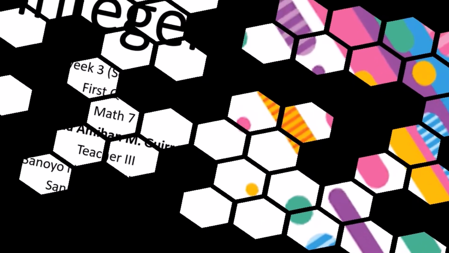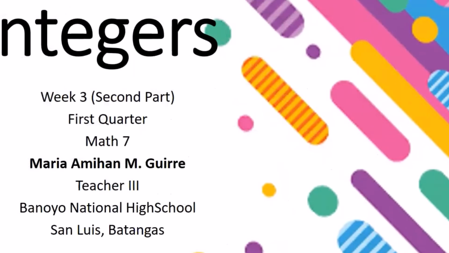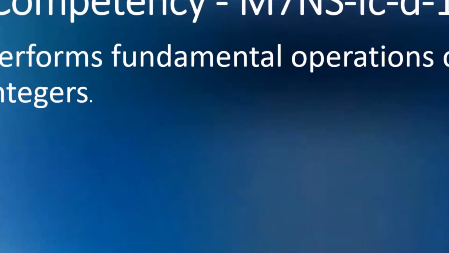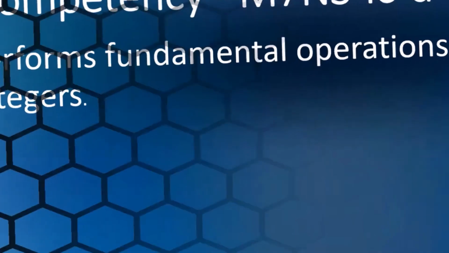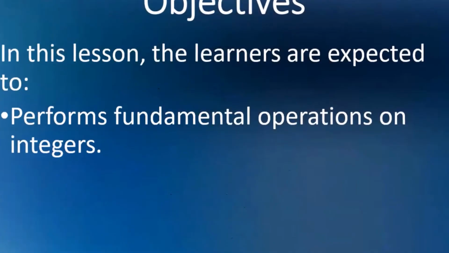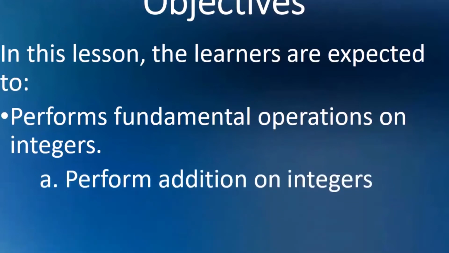Okay. So, integers week 3, second part. First quarter mathematics 7. So, our competency: performs fundamental operations on integers. Our objectives in this lesson, the learners are expected to perform fundamental operations on integers and perform addition on integers.